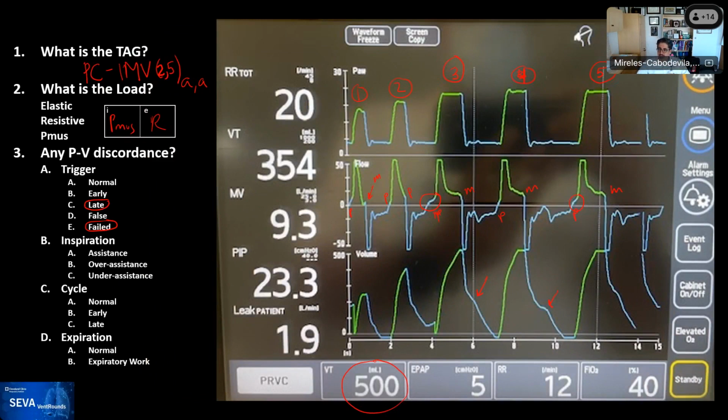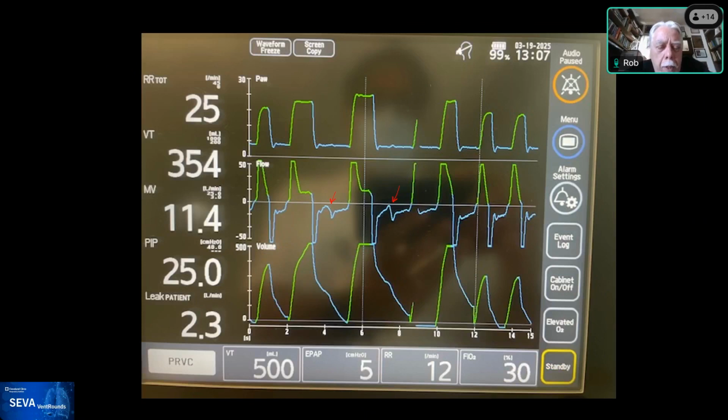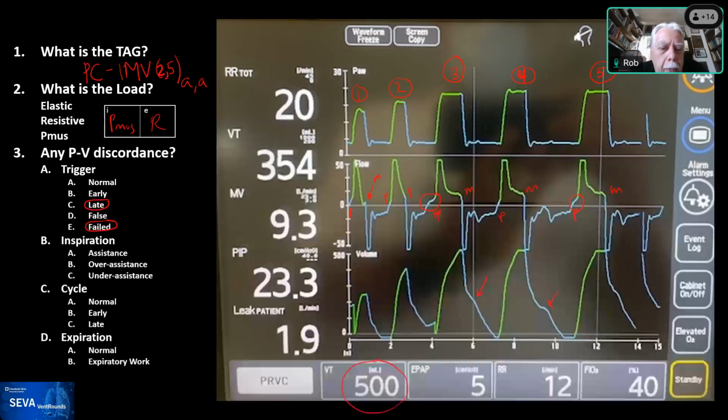Rob, any other comments that you have? Just very quickly, if we had gone on to looking at the inspiration and cycle and looking at, for example, the expiratory waveforms, it looks to me like on the flow waveform, the peaks are being clipped. Oh, yeah. So it's distorted only because of the scaling on the ventilator. And I don't know if you can adjust this. Ariel, can you adjust this on the fly? Yes, you can. You have to touch the scale and adjust it.